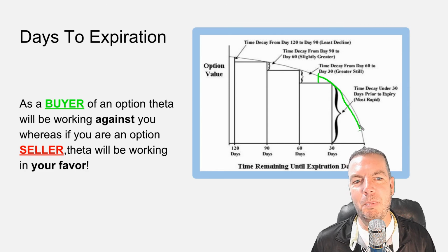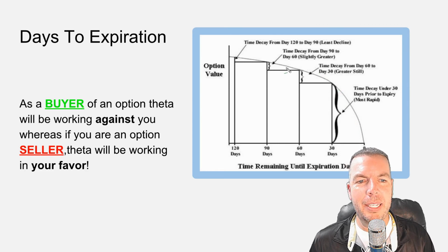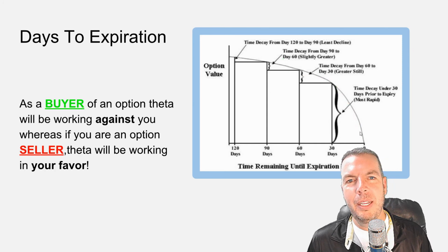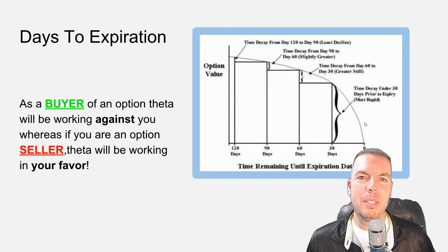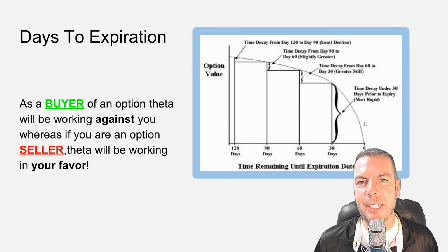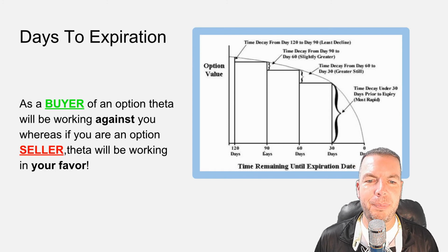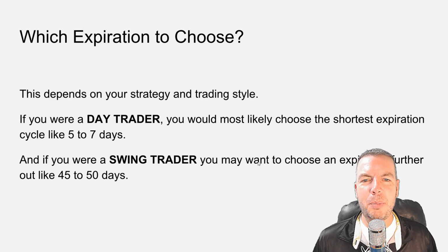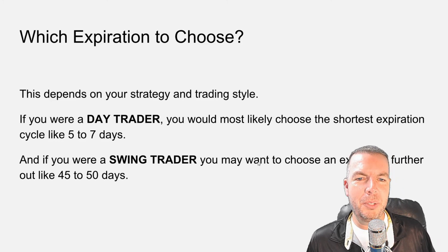So maybe as an option buyer, you would want to buy somewhere out here, because the decay is a little less gradual until you get about 30 days out, and then it really starts to drop off. So picking that series of options depends on your strategy and what you're doing, if you're buying or selling. So which expiration to choose? Well, that depends on your strategy, as I mentioned.